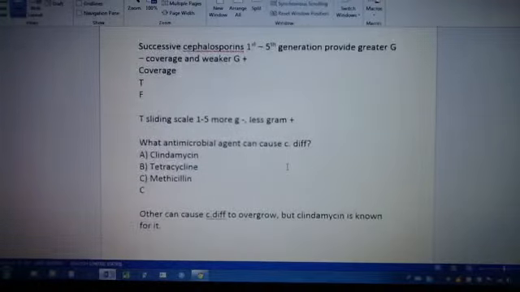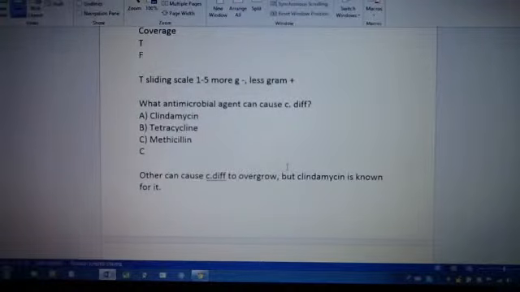Successive cephalosporins, the first to the fifth generation, provide greater gram-negative coverage and weaker gram-positive coverage. Is this true or false? It's true. Remember that there's a sliding scale from the first to the fifth generation where they become more gram-negative and less gram-positive. And don't forget that Pseudomonas coverage comes in the fourth generation, if I'm correct. Next one, Pseudomonas-resistant cephalosporins.